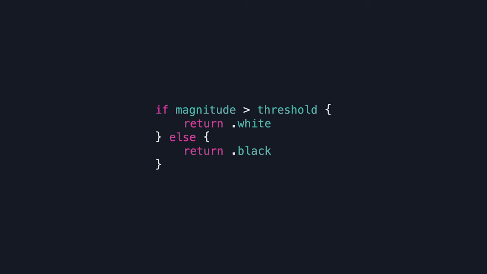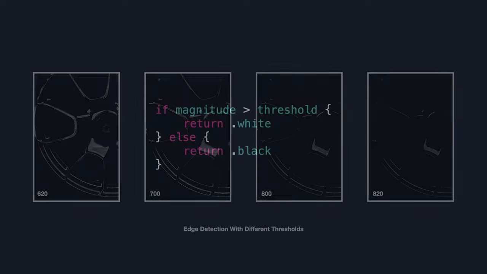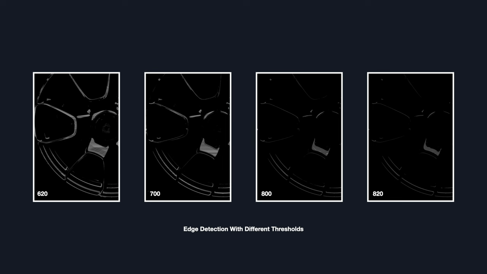Now, if this magnitude is greater than some threshold we define, we can consider that pixel to be part of an edge, and we can mark that pixel in the new image as white. Otherwise, if it's less than the threshold, we'll mark that pixel as black in the new image. This thresholding step allows us to highlight only the most significant edges in the final image. For example, here's the same image with different thresholds applied. As we reduce the threshold value, you'll notice that more edges are included in our final image.